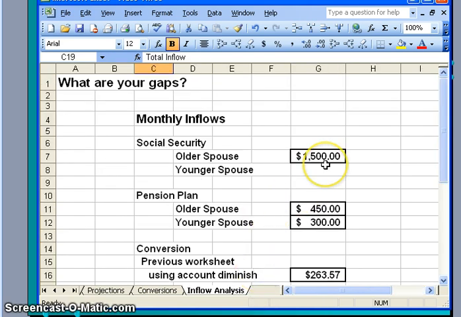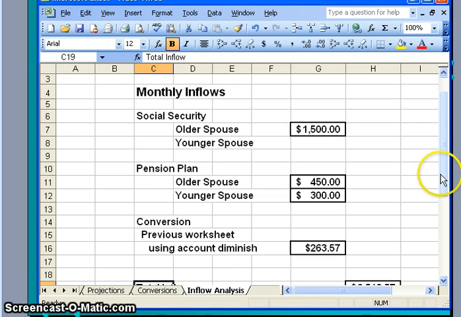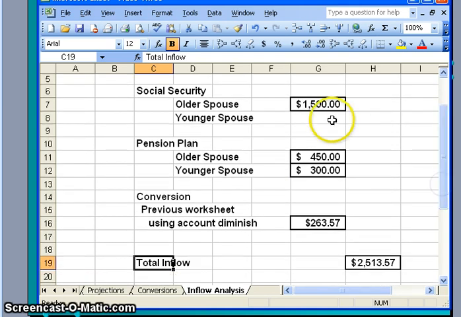So the whole idea in this particular scenario is to look at, okay, what are our inflows? And here we've got some examples. For example, the husband and wife couple might be able to get $1,500 in retirement. Again, the model could be, if you don't believe that Social Security is going to be there when you retire, you can put a 0 there if you'd like.